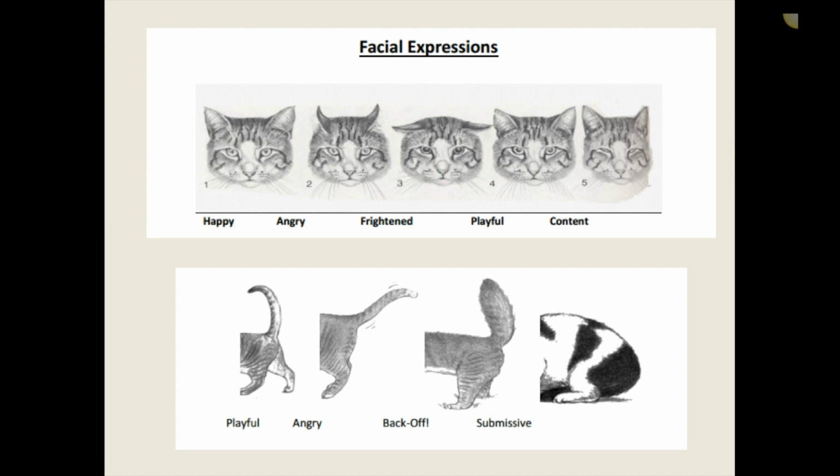Looking at tail posture at the bottom, we've got the playful tail, so happy tail. Most often when you pet your cat, its tail flicks up in the air, happy and relaxed. With angry, we start to see a flick or a quick sway of the tail. Back off is when they have piloerection, when their hair stands up on end. Submissive tail often goes with the frightened cat, when it's tucked between their legs or flat to the ground or to their back legs.